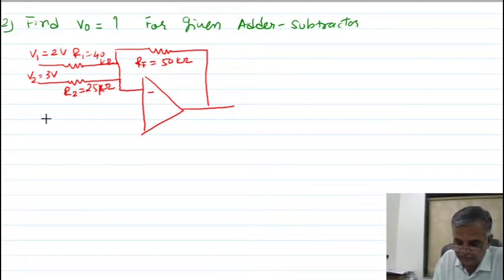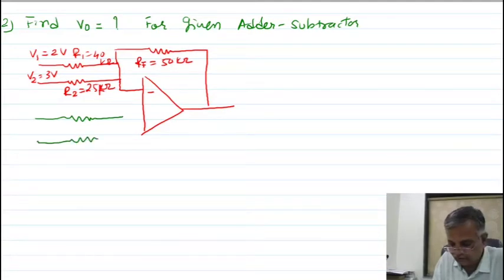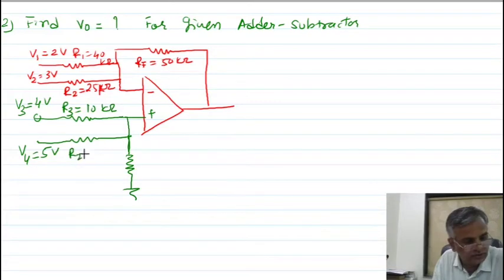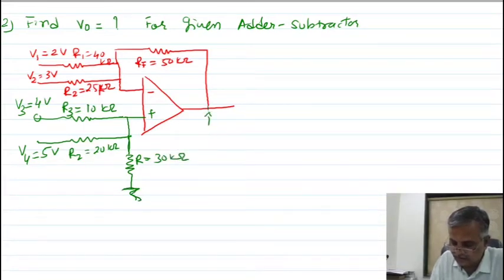Now let us see the non-inverting voltages you are given. This is V3, they have given 4 volt. V4 they have given 5 volt. R3 resistance they have kept 10 kilo ohm. R4 they have kept 20 kilo ohm. And this resistor R they have written 30 kilo ohm. And the question is: find the output voltage with respect to ground.